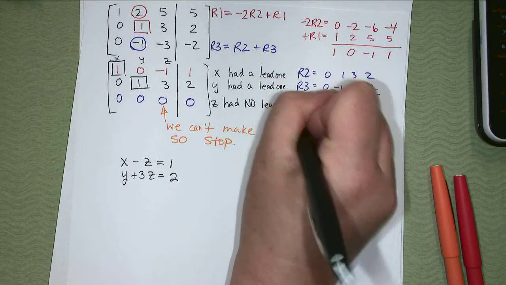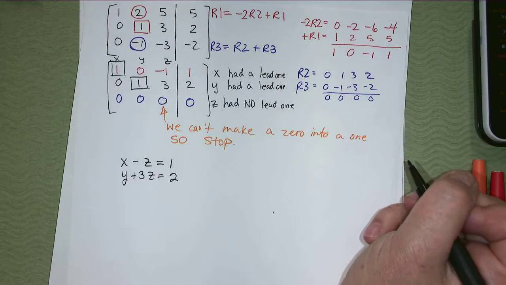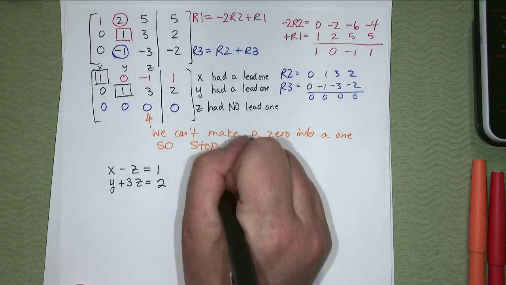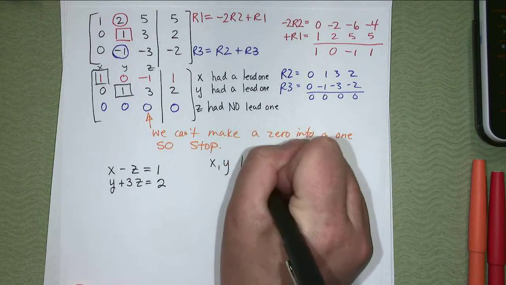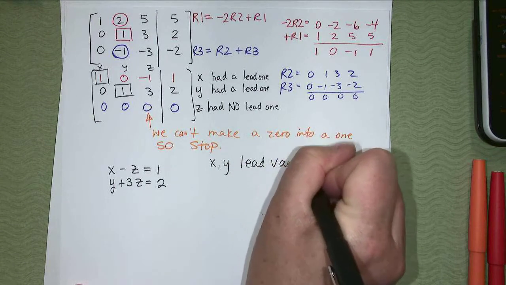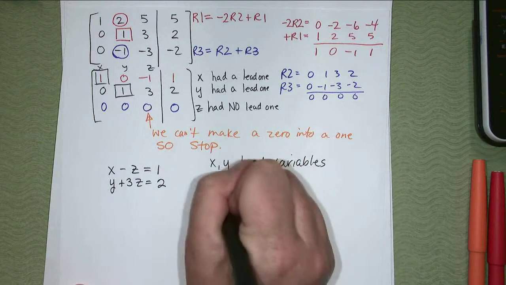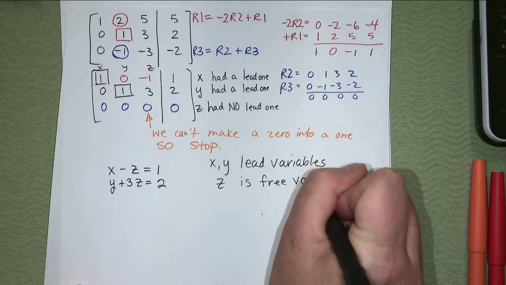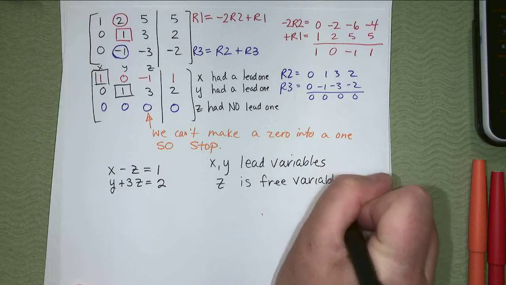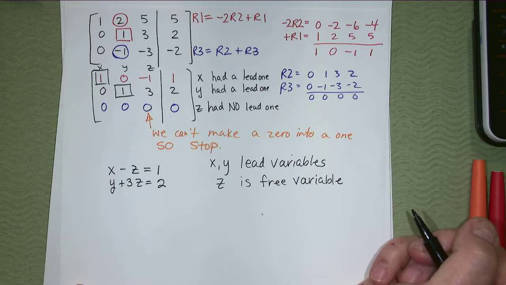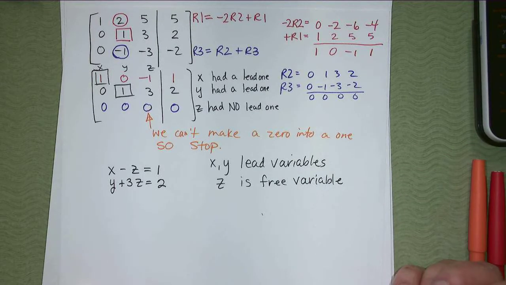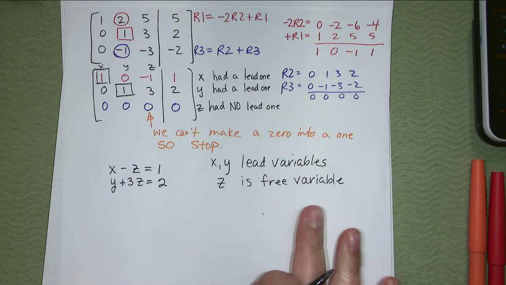Okay, now normally we're not going to write that. But what we do say is that x and y are called lead variables. And z is what we would call a free variable. It's free because it's not a lead. It's called a free variable if it has no lead 1. So when you write your solution, this is step 1 of writing the solution.